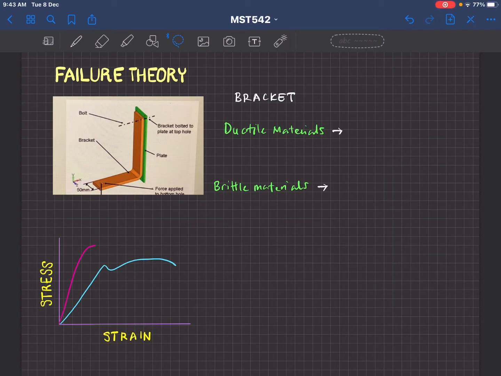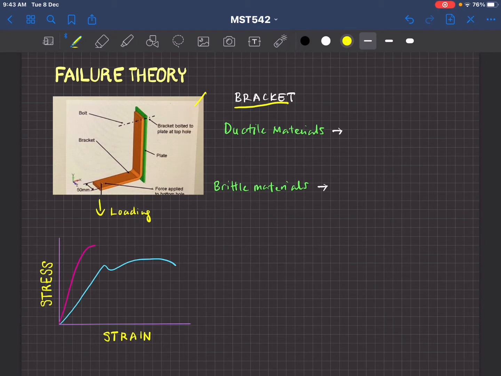In this video, we will talk about failure theory. So let's start our discussion. Let's say that we have a bracket, like what we can see in the figure here. If we apply a loading to this bracket, it will fail if we keep increasing the loading.